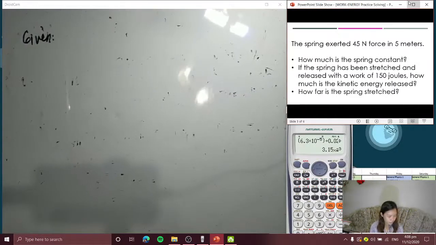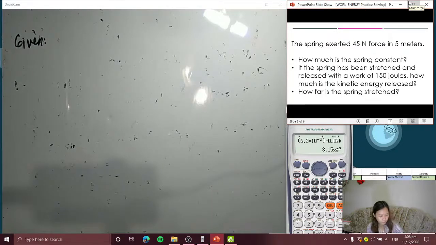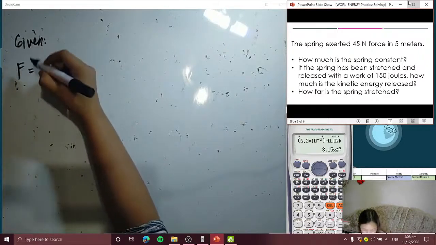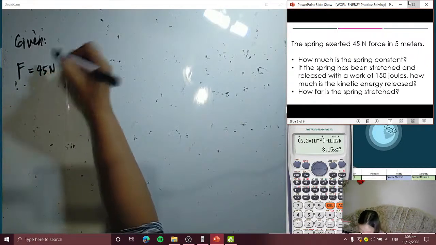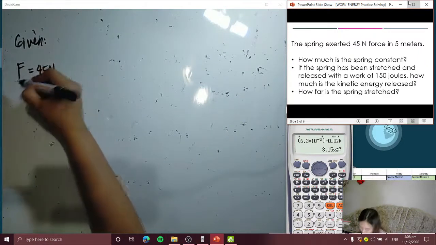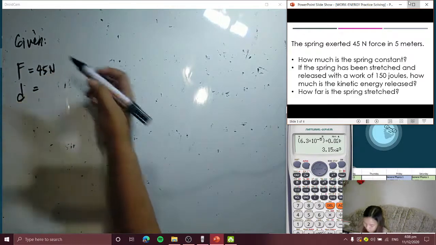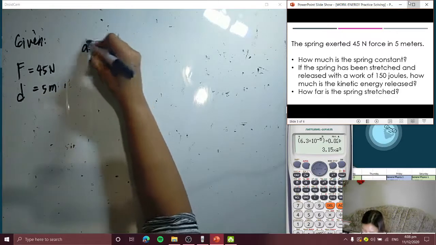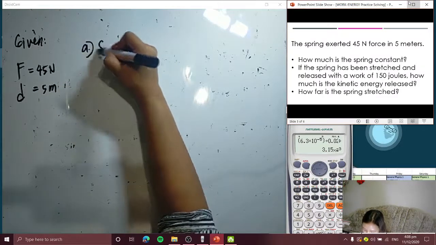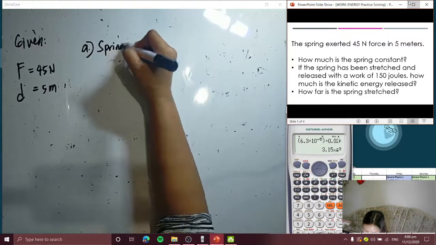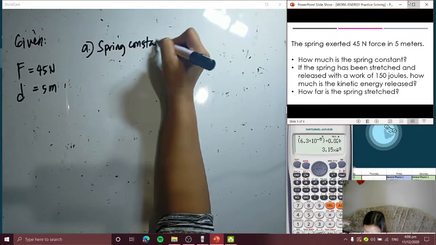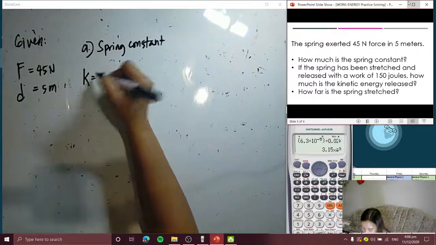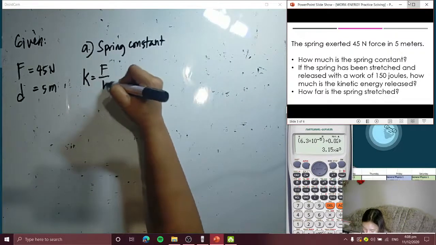Okay, so here, let us list down the given. We have the force that is 45 newtons and 5 meters for the distance. For letter A, pangitaon ta ang ato nga spring constant. In looking for the spring constant, we can use our equation, K is equal to F over D.